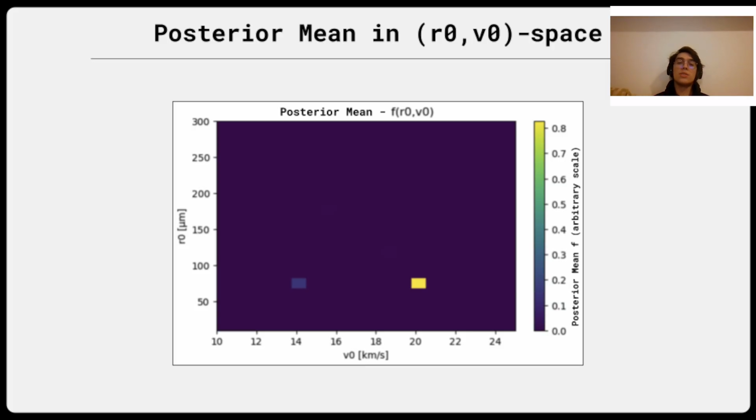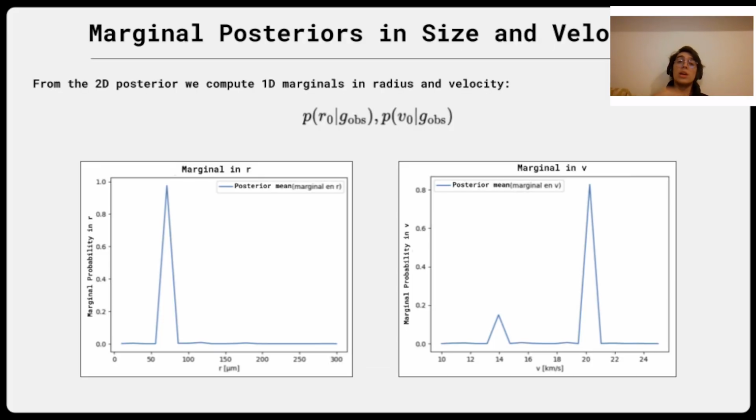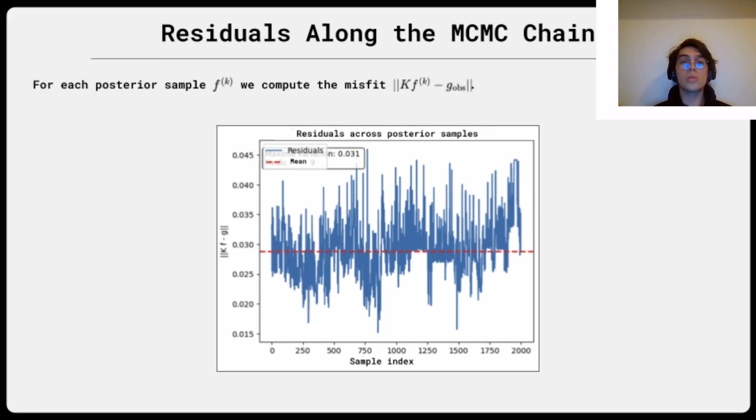That's how we get from a uniform distribution, namely our origin, to the distribution shown in the slide. We can see that the velocities have a marginal with 2 peaks, one of them being at 20 kilometers per second, and the radius has only one peak between 100 and 50. How do we know that the Metropolis-Hastings algorithm has converged?